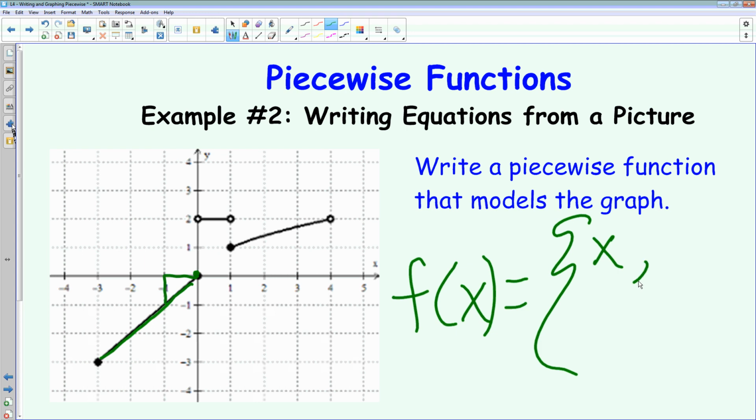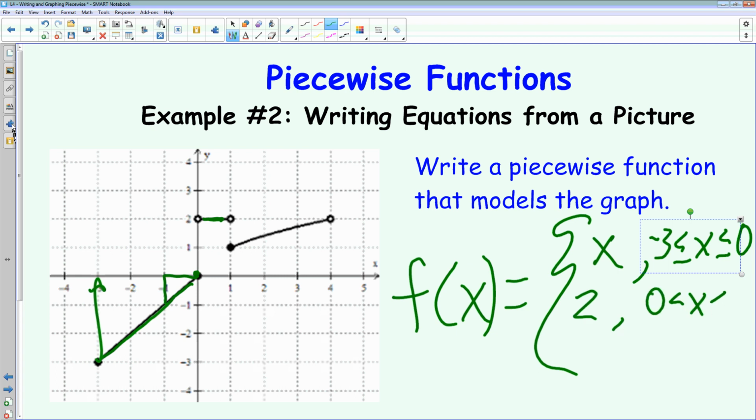And our interval there looks like it goes from -3 is less than or equal to x is less than or equal to 0. The next part is constant, and the y value there is 2. And that goes from 0 is less than x is less than 1. It's a very small interval.